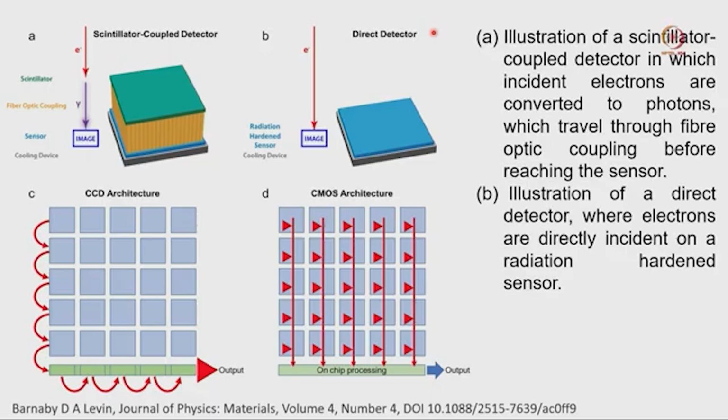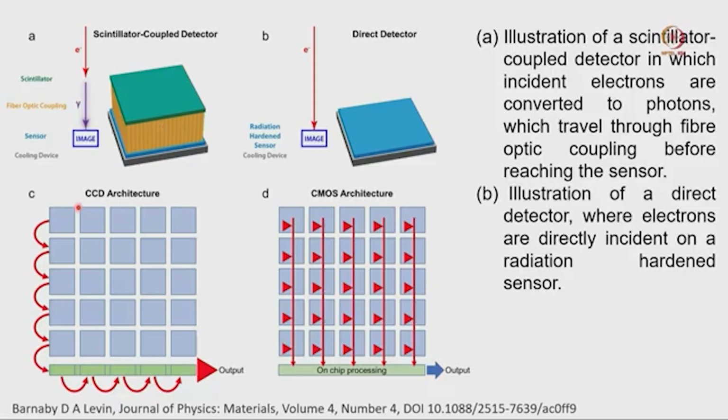So, let us discuss a little bit more about the difference between those cameras. Here is a schematic diagram of a CMOS camera and a CCD camera, which is a scintillator-coupled detector. You have a scintillator where the electron hits and is converted to a photon, and then it travels through a fiber optics cable to the readout sensor, where the images are recorded.